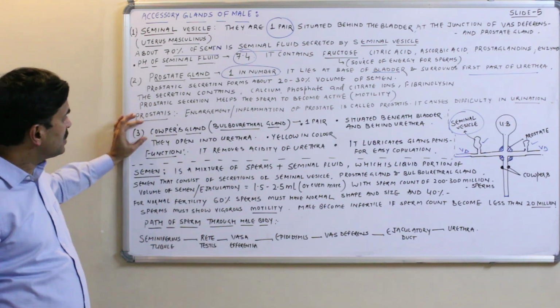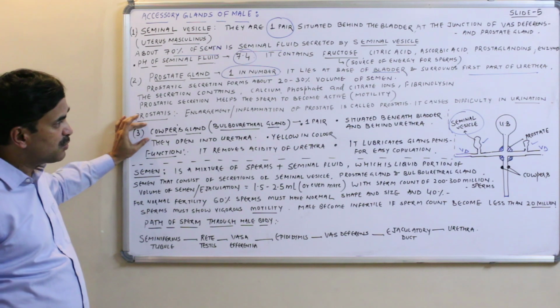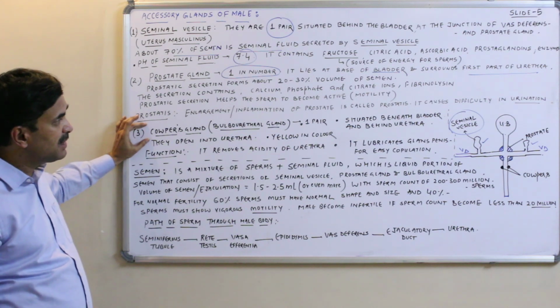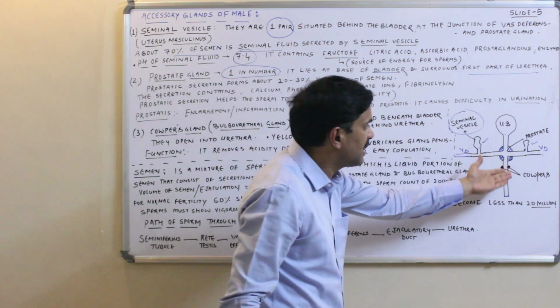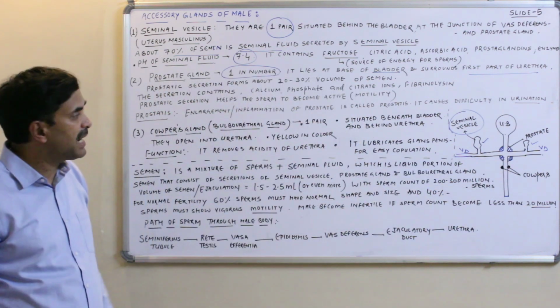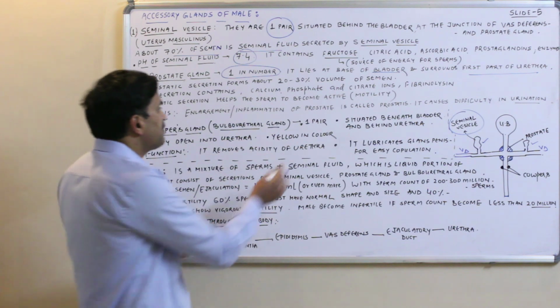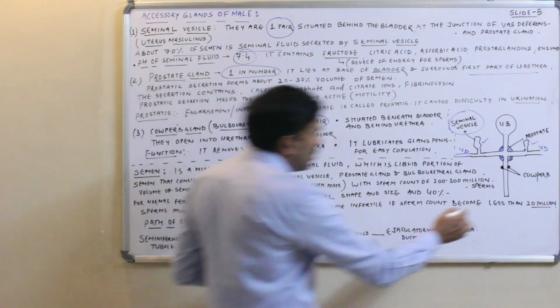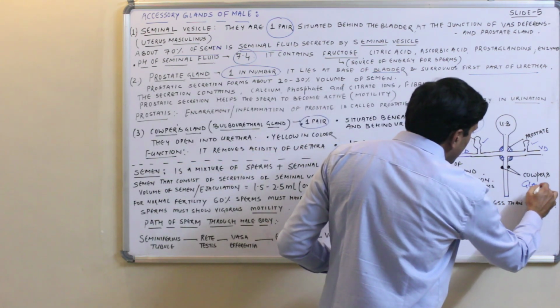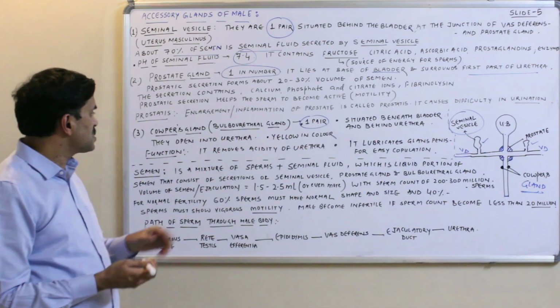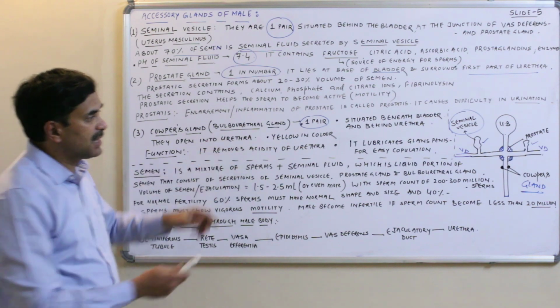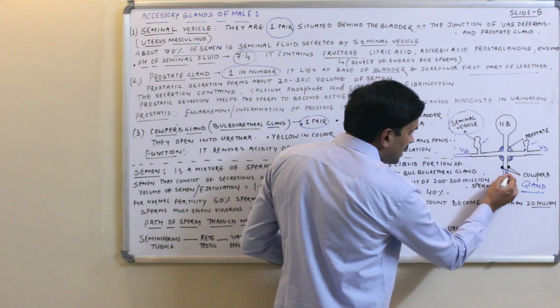The third gland is the Cowper's gland. Now you can see the position of the Cowper's gland. It is situated beneath the bladder and behind the urethra, and they are also one pair. The Cowper's glands are also called bulbourethral glands. It is a feature of the male reproductive system. They open in the urethra.